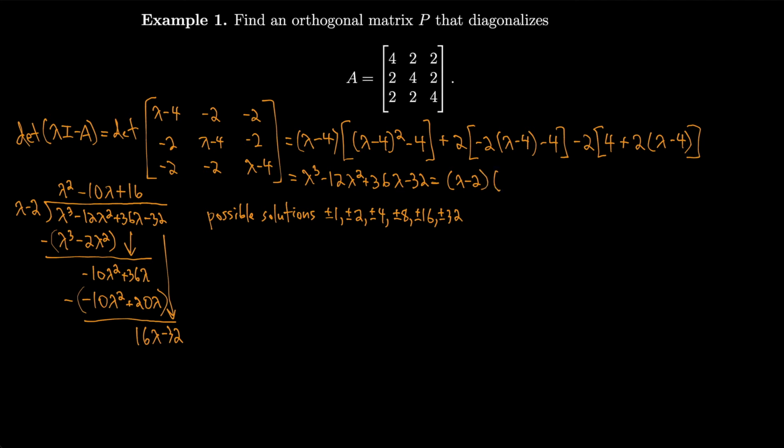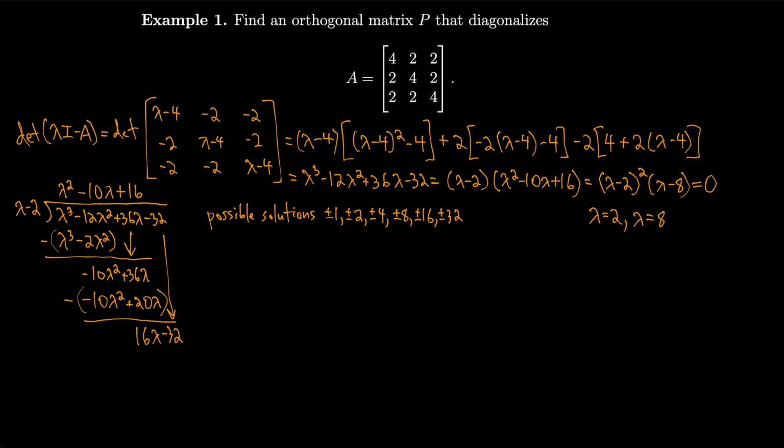times lambda squared minus 10 lambda plus 16. And I can factor lambda squared minus 10 lambda plus 16 much more easily as lambda minus 2 times lambda minus 8. So I'll write lambda minus 2 squared, I'll just group them together, lambda minus 8. And I'm going to set that equal to 0 to find the eigenvalues. So we can see that we have an eigenvalue of lambda equals 2 duplicated, and we have an eigenvalue of lambda equals 8.